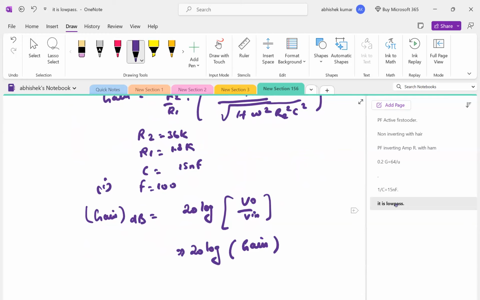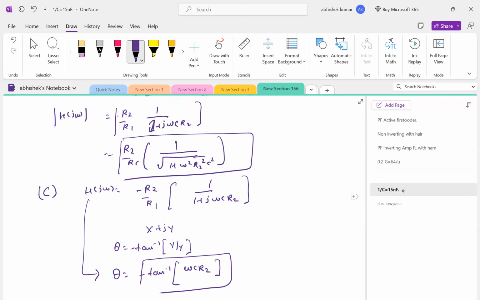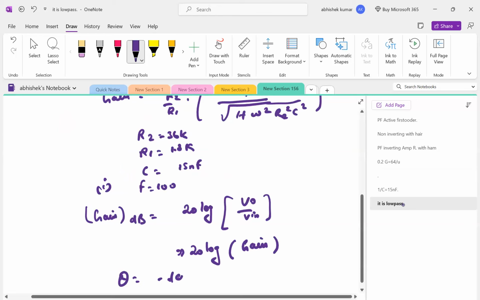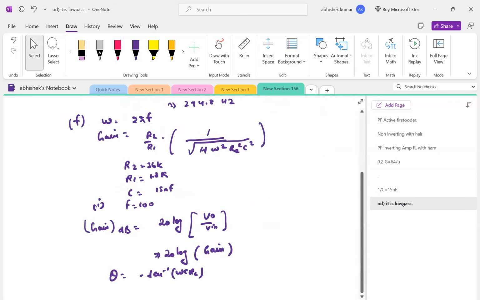You can find the phase shift also, right? With this formula, tan inverse of y by x we have to do. Phase is minus tan inverse of omega C R2. I wrote everything at one place, so you can get it for every frequency. You can plot it and fill the table, right or wrong? Right. Okay. Can we move to next question? Any doubt in this one? No doubt. Okay.